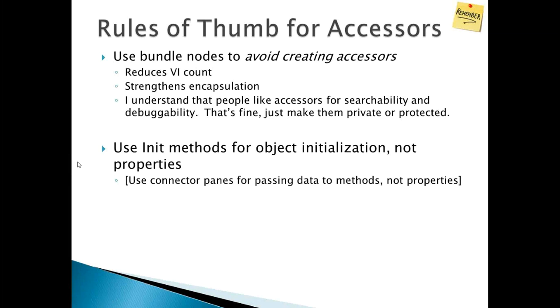For initializing an object, I think that initializer methods are the way to go, not using properties. And to say that more generically, for calling methods, don't rely on previous property sets to retain your values. Maybe you can do that if it's purely by value, but I think the connector panes and just passing parameters the old school way is the best way to do that.